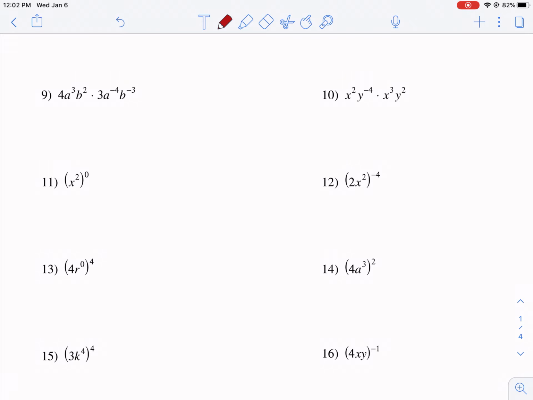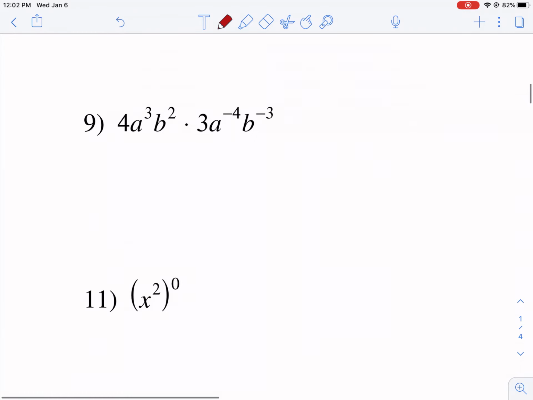Okay, I'm going to do this one similar. Let me go ahead and do number 9. So we're going to multiply 4 times 3. We get 12. Then we have a to the third, and we get a to the negative fourth. We're going to do 3 plus negative 4. That's a to the negative 1. I will change that later. B squared. So I'm going to add these ones now.